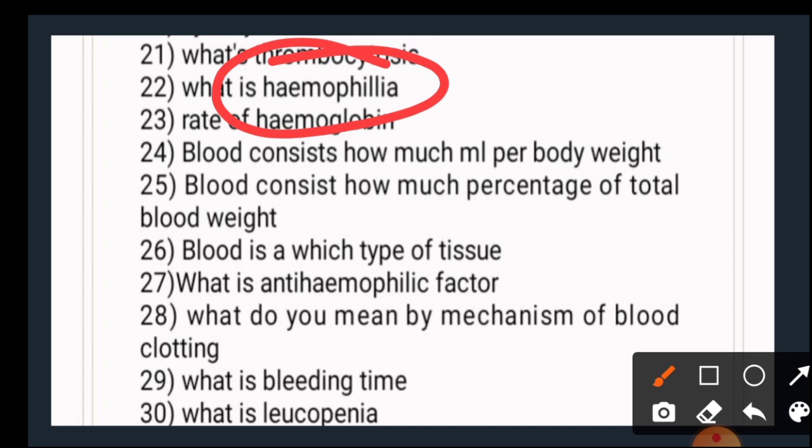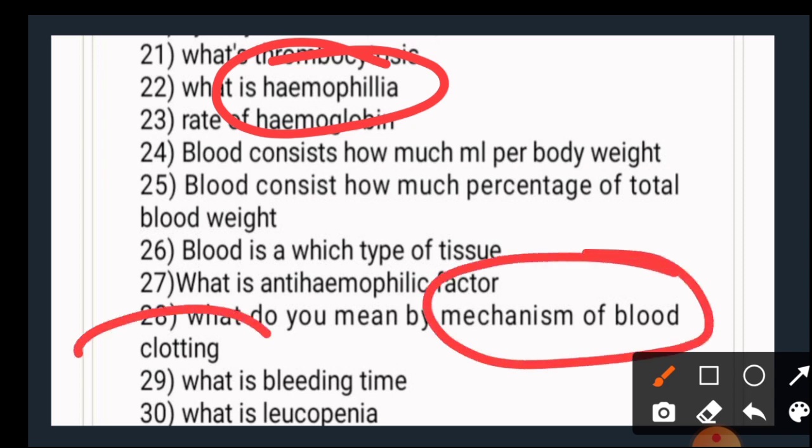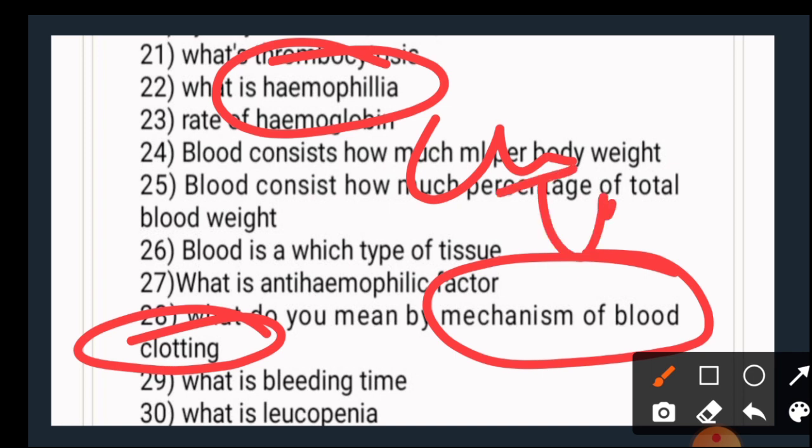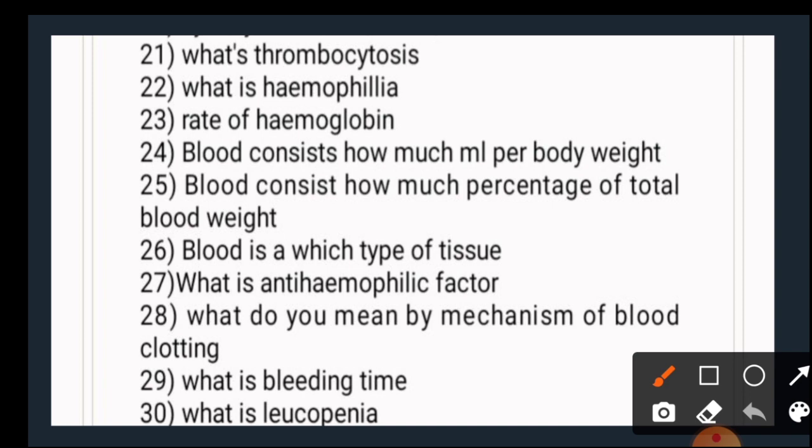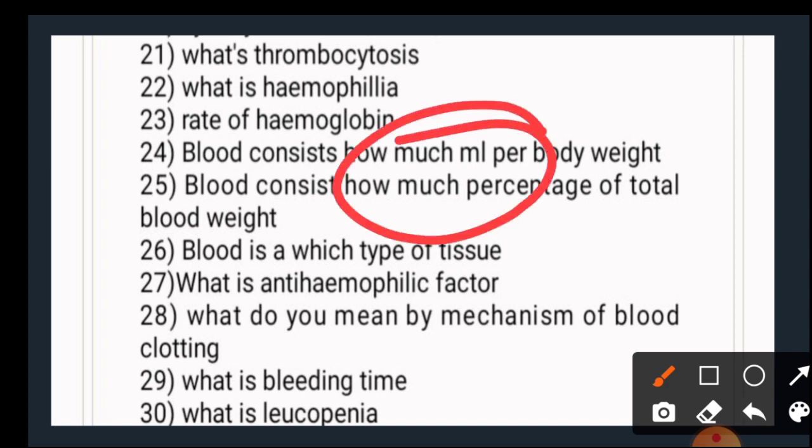doesn't occur. Mechanism of blood clotting. It is a mechanism where clotting means clumping of the blood cells occurs, to prevent blood bleeding. And how does this happen? With the help of different clotting factors. It is called the blood clotting mechanism.